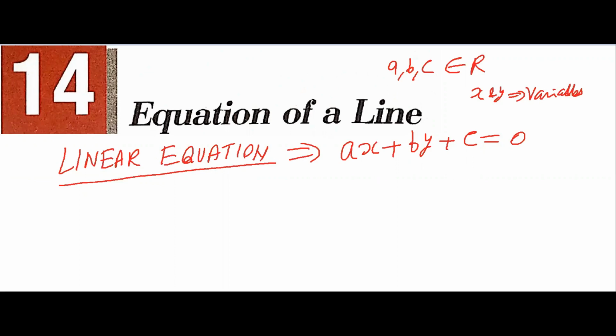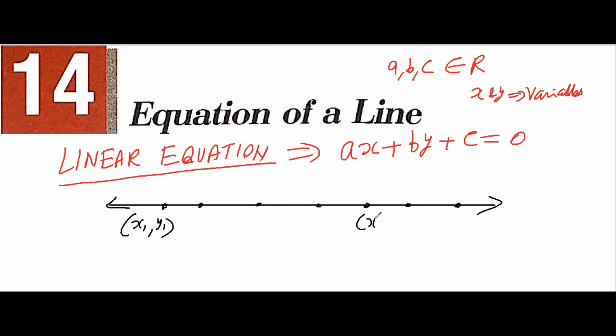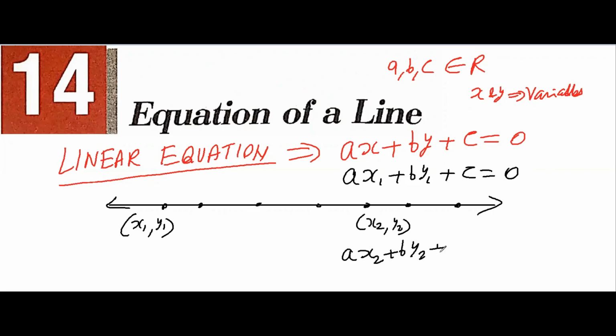So if I have any line, say I have this line, this particular line is made up of many points. When I say many, how many points? Infinite points. Say this point is x1 comma y1, and this point is x2 comma y2. These points will satisfy the equation of the line. Means I can write a x1 plus b y1 plus c is equal to 0. Similarly, I can write a x2 plus b y2 plus c is equal to 0. This is understood?